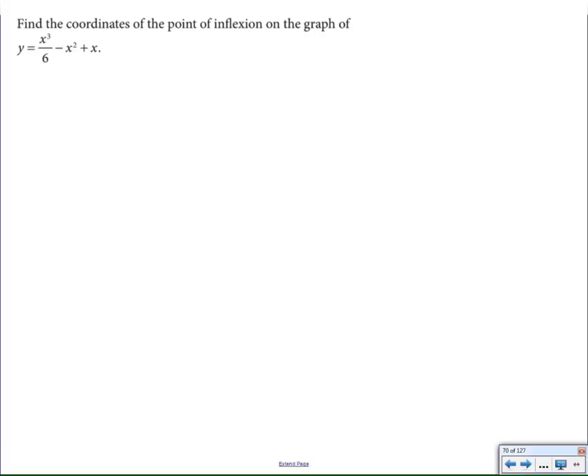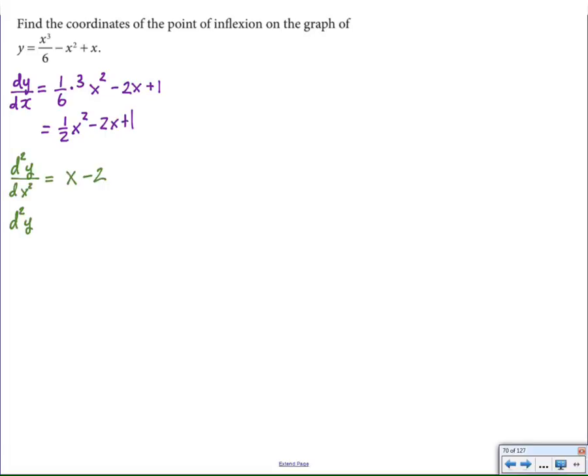Good, moving on. We have to find the coordinates of the points of inflection on the graph of a cubic polynomial. So I find the first derivative so I can get the rates of change, and then I take the second derivative so I can determine concavity and inflection. When the second derivative equals 0, we have an inflection point, and that is when x equals 2.